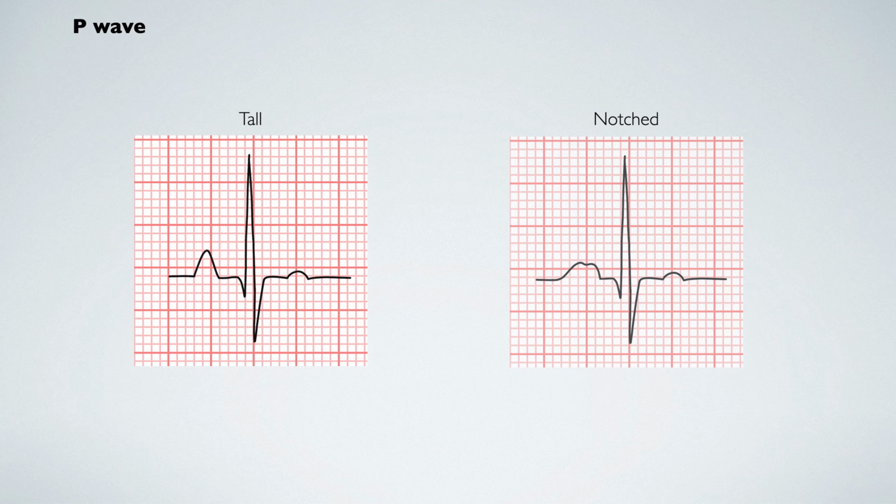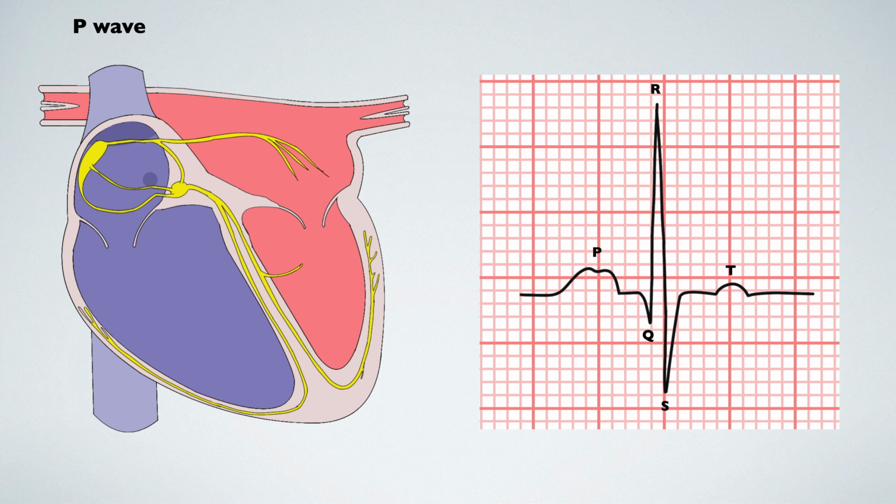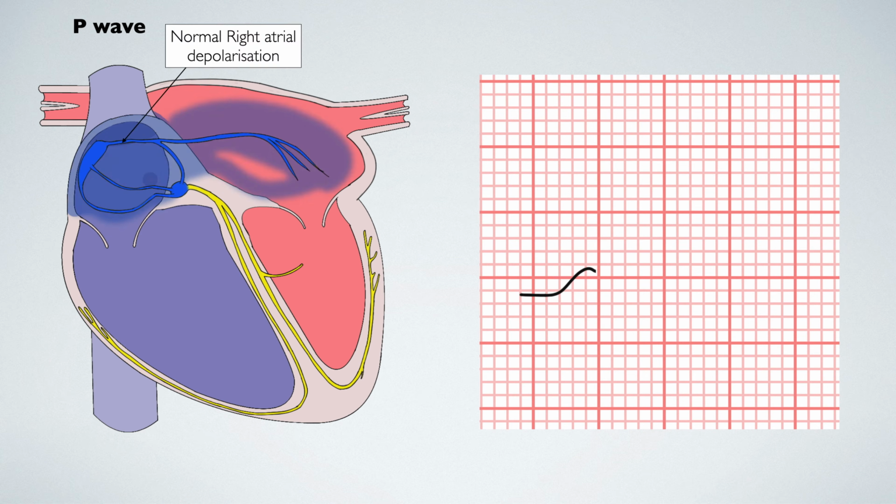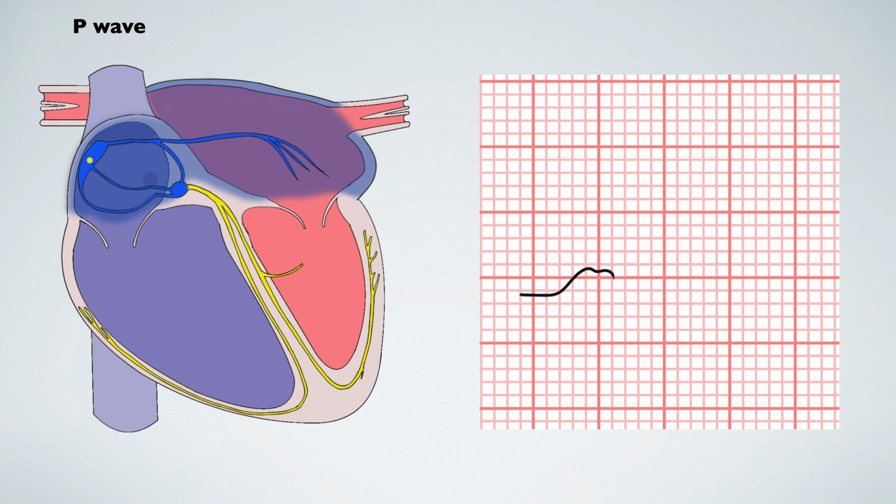Let's now focus on notched P waves. Notched P waves are caused by enlargement of the left atrium. In this scenario, right atrial depolarization occurs as normal and produces a first notch on the P wave. The delayed depolarization of the left atrium produces a second notch and also increases the duration of the P wave.